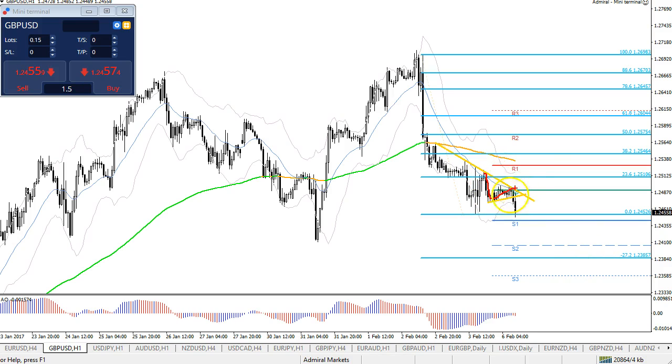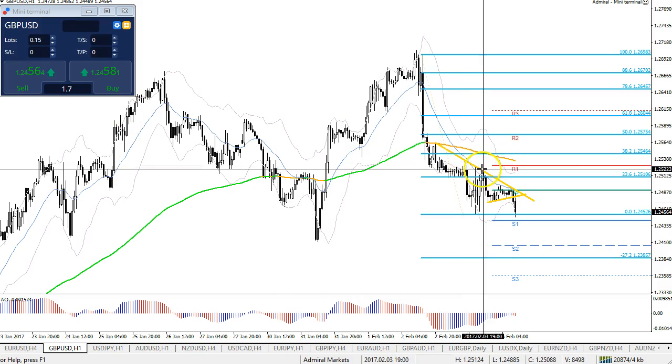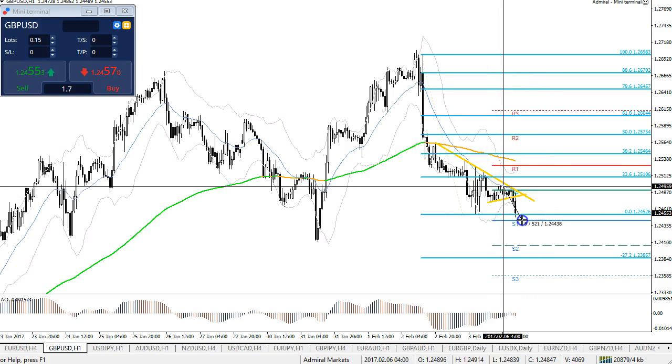So there could be a 1, 2, and then this could be a 3, and then a 4, and then a 5, to finish a higher 5 of the 5, and then I would expect an ABC correction to the upside. So how far could this push? Well, the first little small movement here was about 46 pips. So I would expect at least a 46 pip move here.